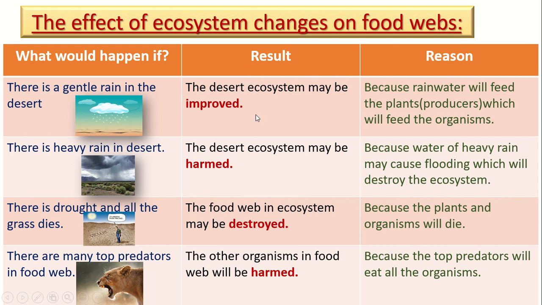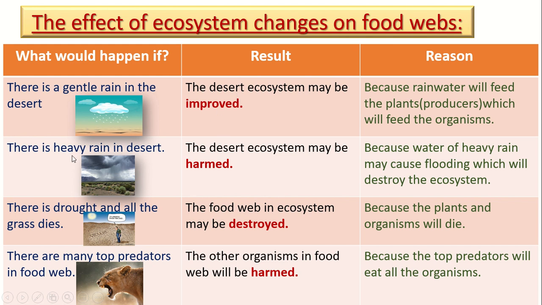Why will it improve? Because when the rainwater feeds the plants that need water, the plants will feed the other organisms. So what will happen to the desert? It will improve. So the gentle rain causes the desert to improve.